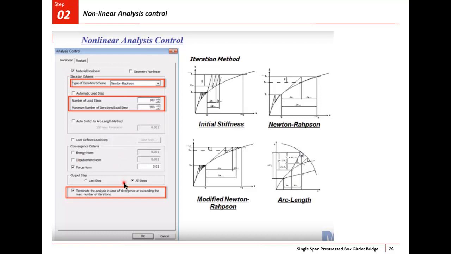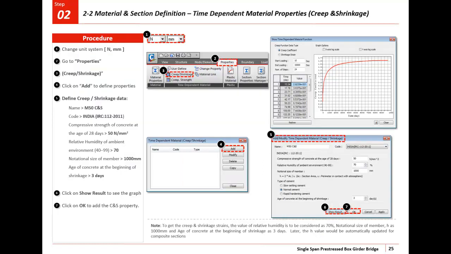Now if we have to tell about the convergence criteria, if the analysis is diverging, then we need to terminate the analysis so that we can check where fracture is happening. So this was the nonlinear analysis control.